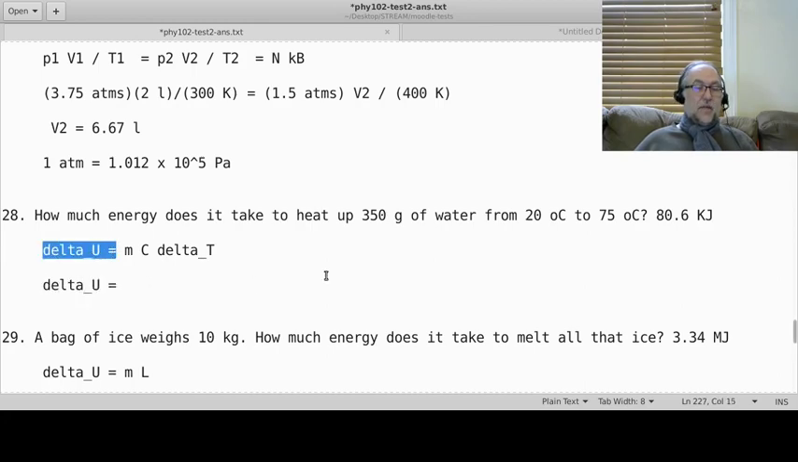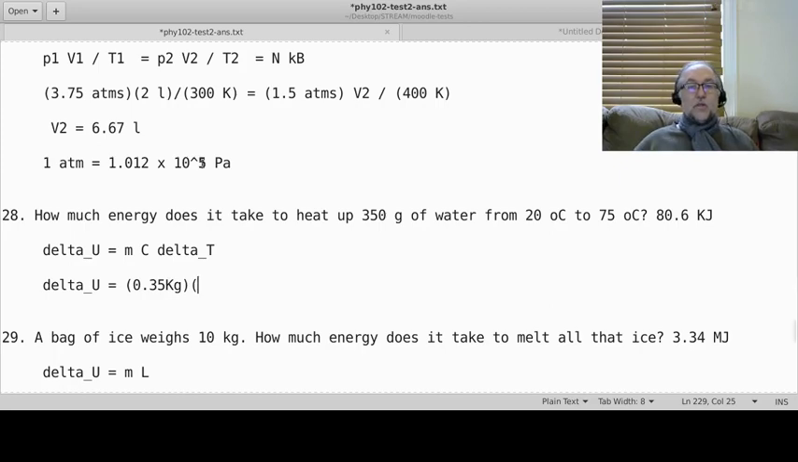The reason we call it delta U is because it's how much energy you have to add to the water. The water already has some energy at 20 degrees Celsius. It actually has quite a bit of energy at 20 degrees Celsius. But we want to add more. In other words, we want to add a delta U to it to get it up to 75. And that's going to equal M, which is the mass of the water, which is 0.35 kilograms, converting to MKS.